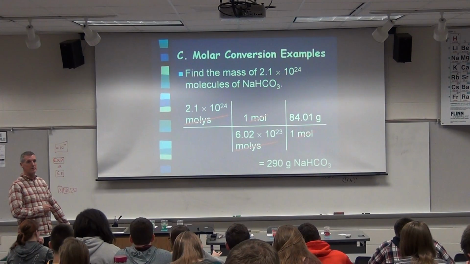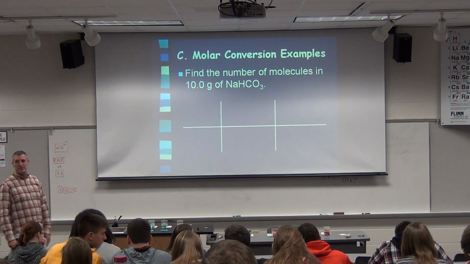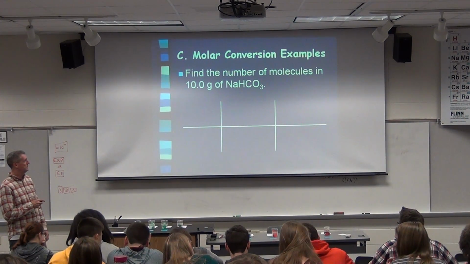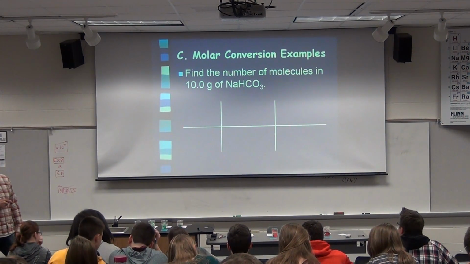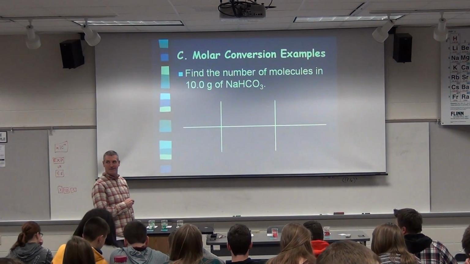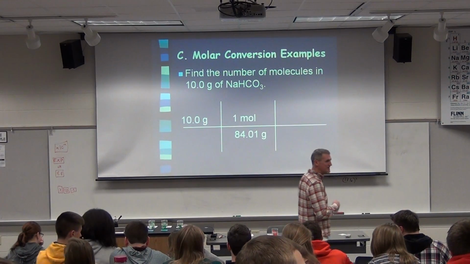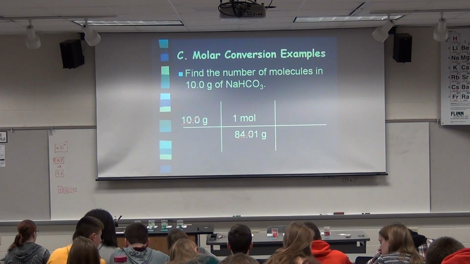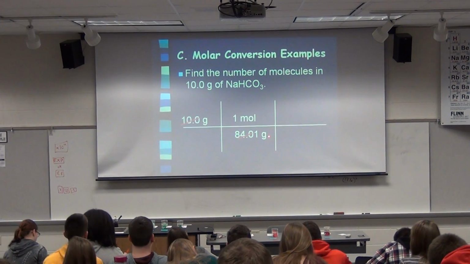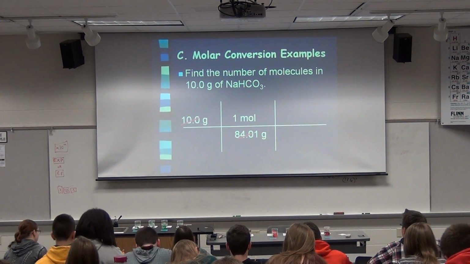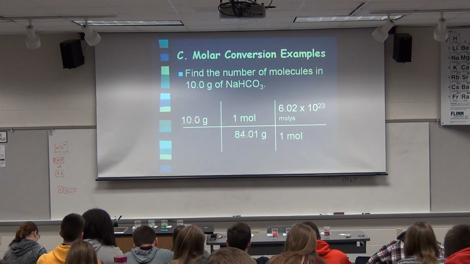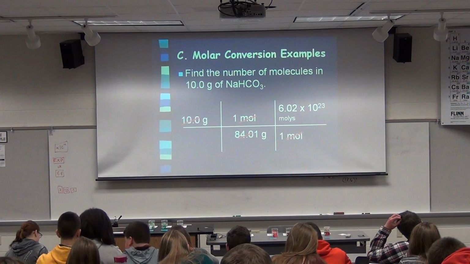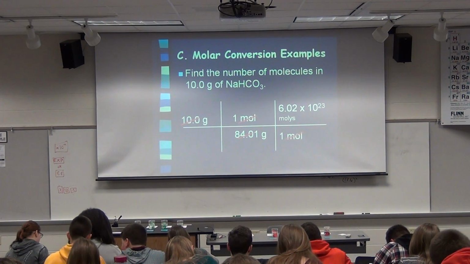Ready? Okay, we're going to stick with sodium bicarb. So the molar mass is going to be 84.01 again. This time we're going to start with 10 grams. And we want to find out how many molecules we have in 10 grams. So we start with our 10 grams, and we're going to go from grams to moles. And don't cross out 84.01, cross out the G. Then we're going to go from moles to particles, or moles to molecules.